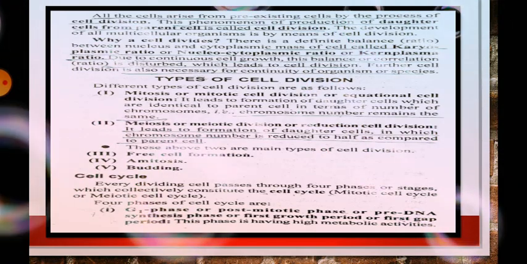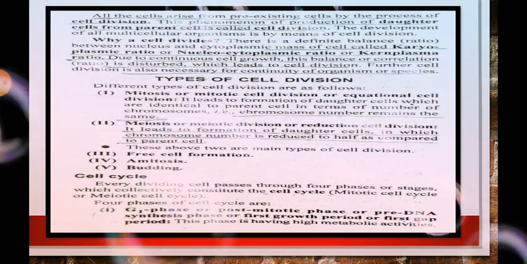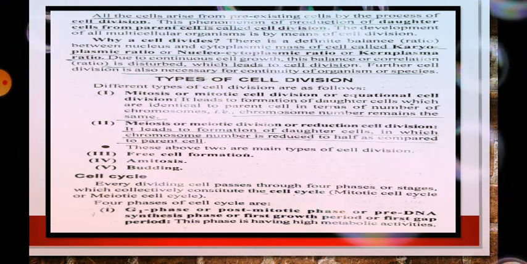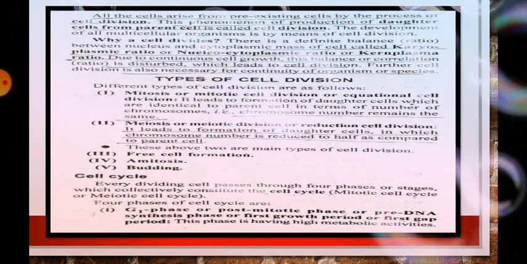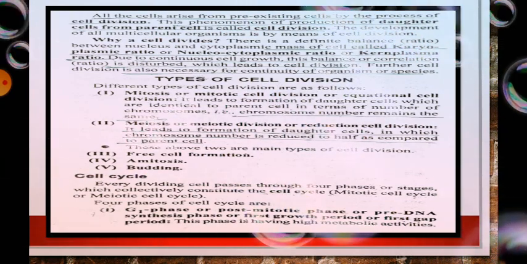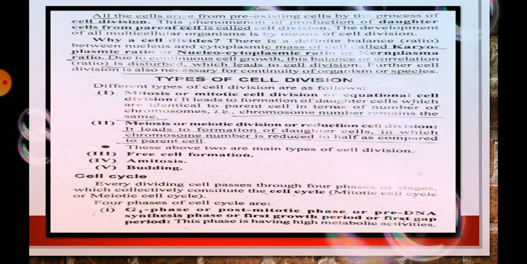Further, cell division is also necessary for the continuity of the organism or species, because we have already known that cells are derived from pre-existing cells. So it is needed for the continuity of the organism or species, for transfer to the next generation.